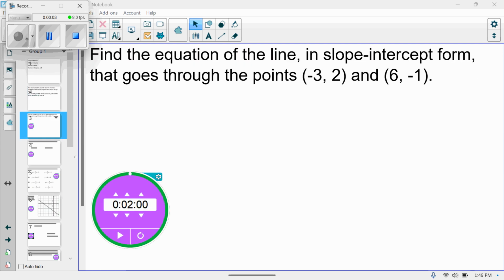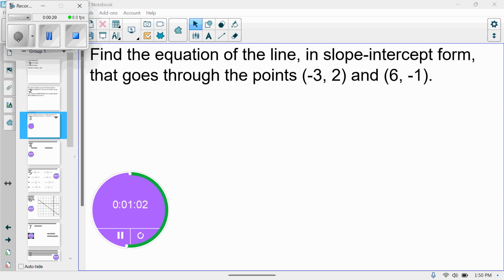Our first question that we're going to take a look at: find the equation of the line in slope-intercept form that goes through the points (-3, 2) and (6, -1). I'm going to encourage you that even if you don't know how to do this whole problem, see if you can at least think how to do part of it. That's better than nothing, okay? Hopefully we remember how to do all of it, but even if you only remember how to do some of it, do what you know.